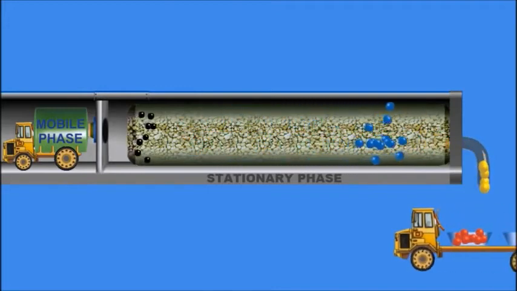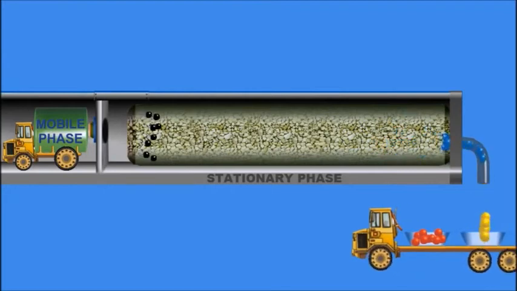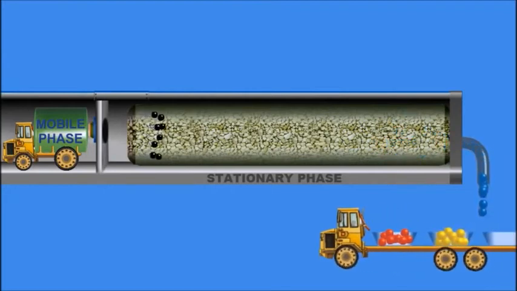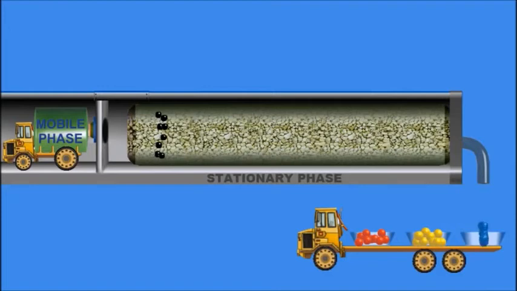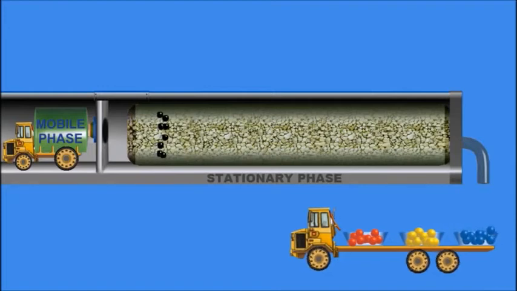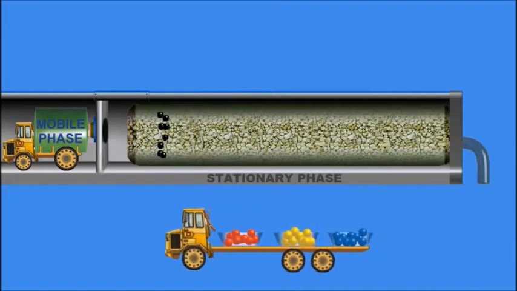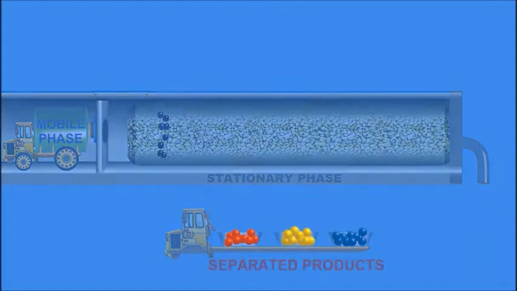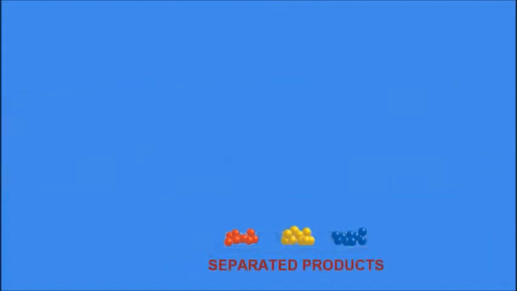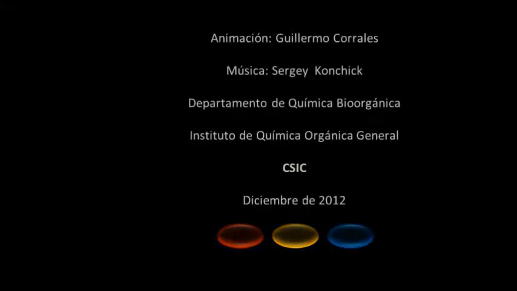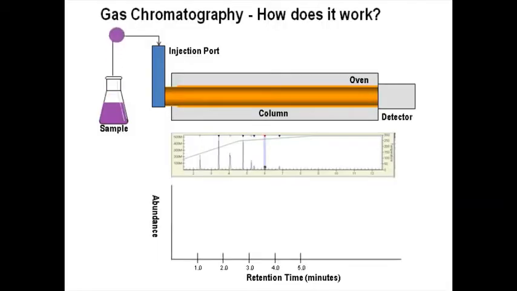Then the carrier gas or the mobile phase will push these compounds into the stationary phase slowly. So depending upon the partition coefficient, these compounds will be moving one by one, which can be collected in separate baskets. This is what exactly you are seeing. So we had a mixture of red, yellow and blue balls. Now you are able to see them separately.